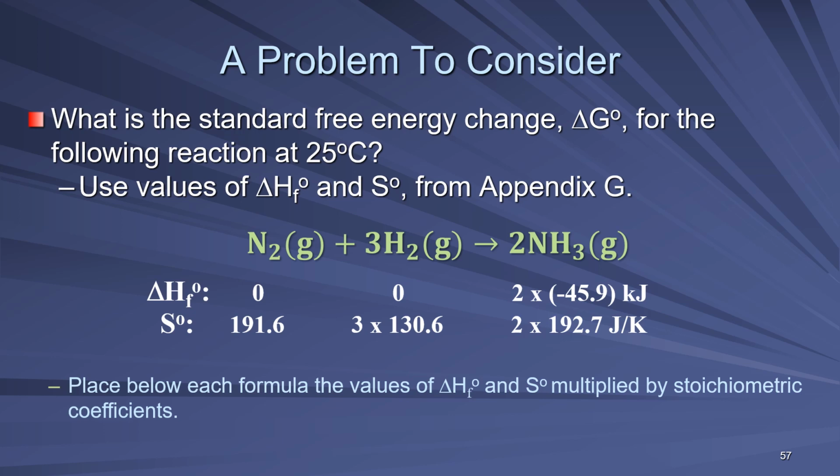For NH3, the value for delta H is negative 45.9. Remember that you have to multiply by the coefficient. The S values are all non-zero, so we look up those values, and so I've gotten them there for you. And again, remember that it's always products minus reactants, and always make sure to multiply by the coefficient.